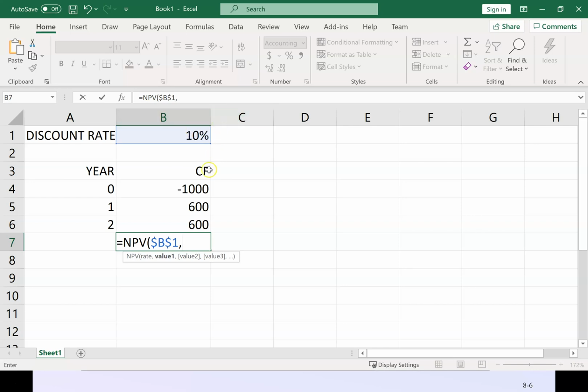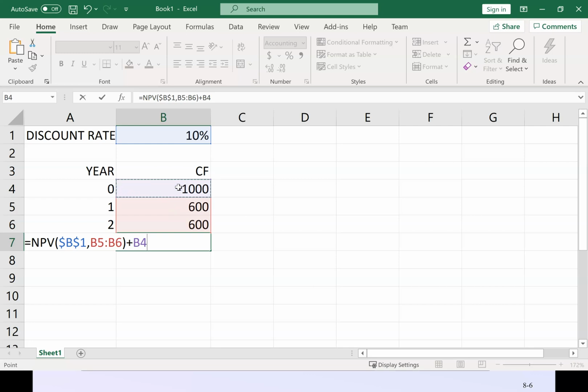Then all that you have to do is to highlight all the future cash flows. Okay. But at this point, you do not want to highlight the cash flow in year 0, because the net present value function in Excel always assumes that cash flow starts from year 1, not from today. Okay, so if there's any cash inflow or outflow that happens today, you do not want to include that in the Excel NPV function. Instead, you close the NPV function and add today's cash flow back to the net present value.